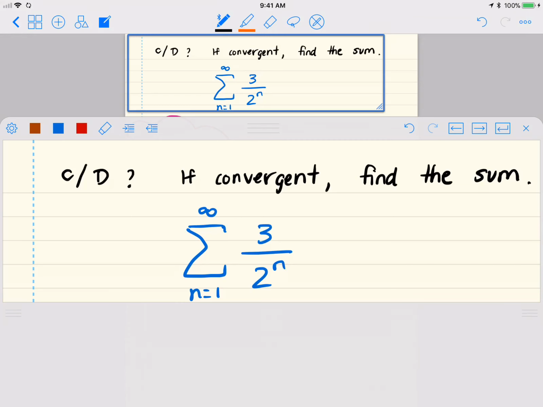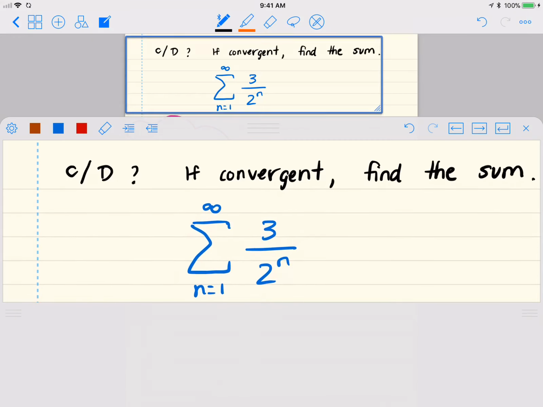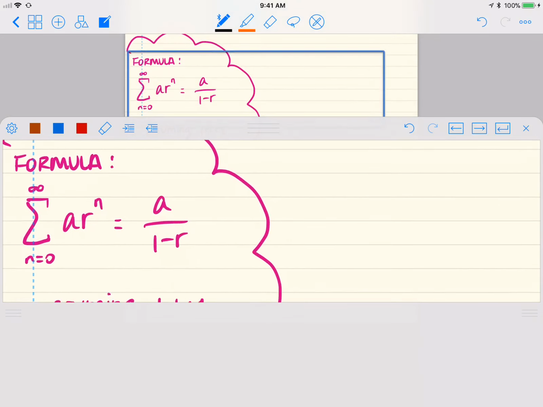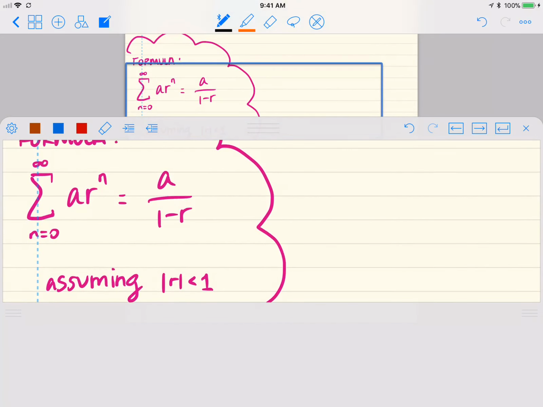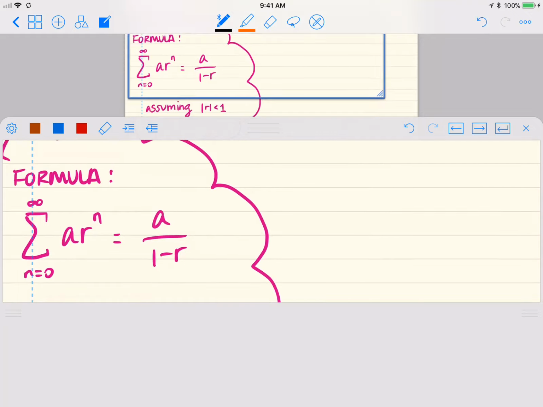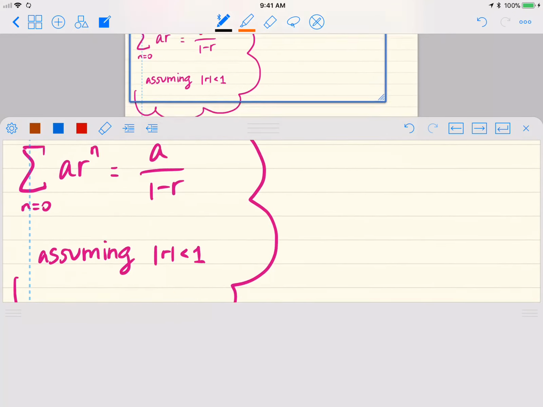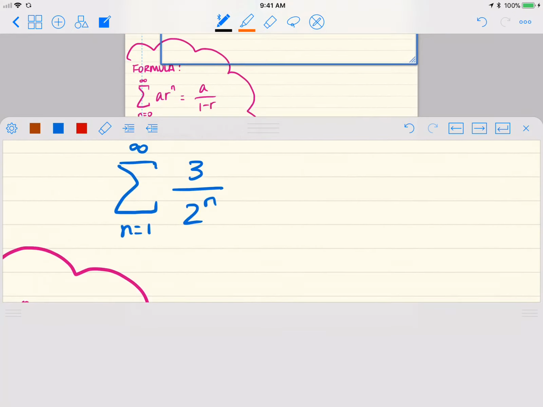Okay, so now we have a different problem. We still have the same goal, which is to determine if the series is convergent or divergent, and if it is convergent, to calculate the sum. Now notice I've got the formula written here again, and I need to find my ratio r, assuming that the absolute value of r is less than 1, then we can use this formula.